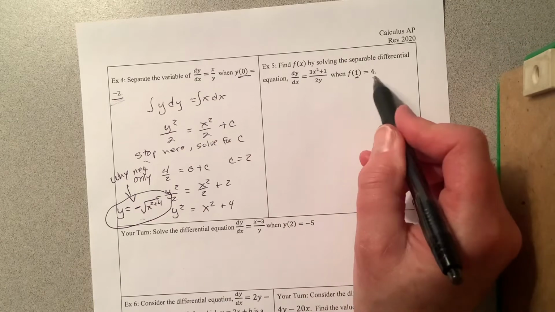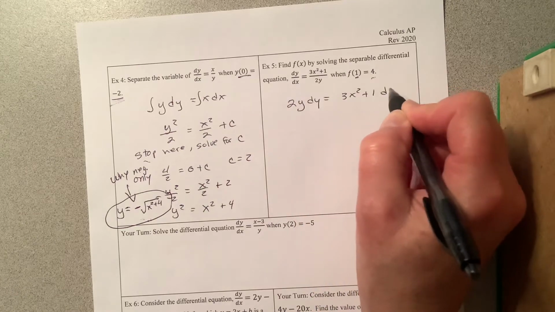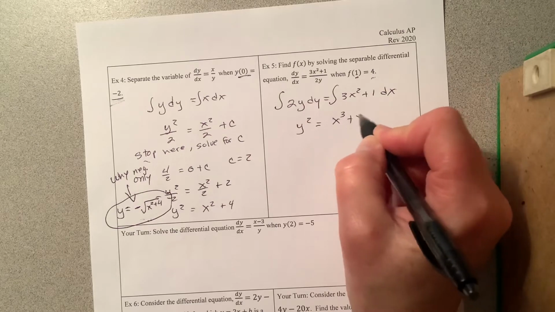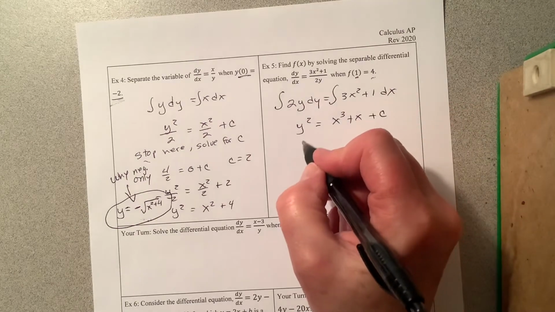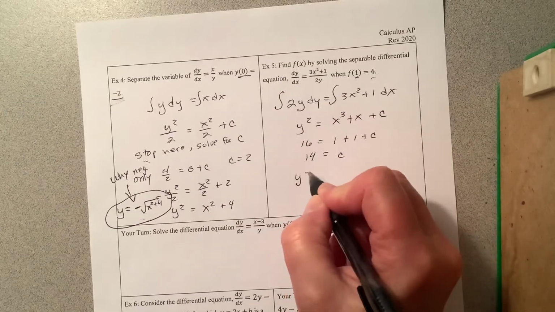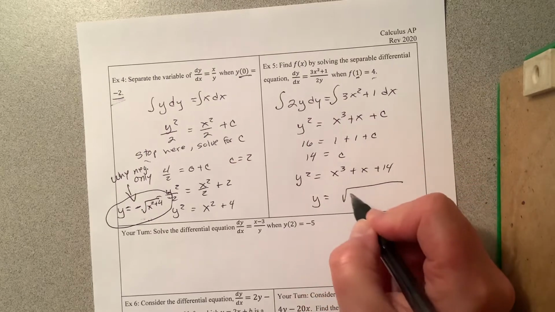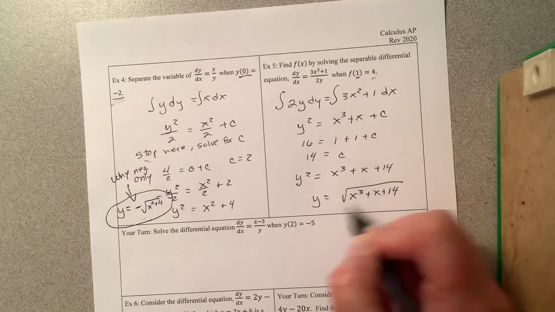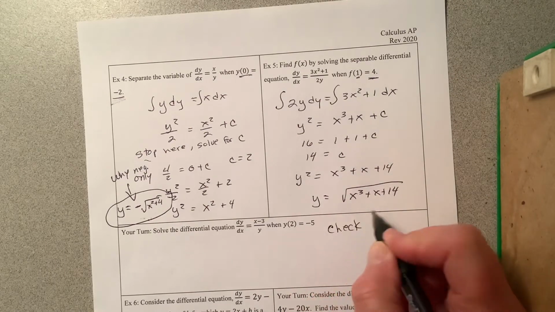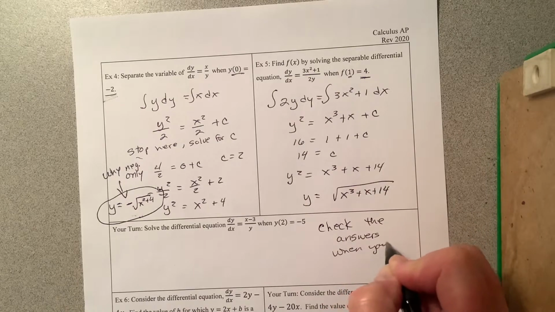They tell us when x is 1, y is 4. So here we go. 2y dy, 3x squared plus 1 dx. Integrate. You get y squared equals x cubed plus x plus c. Plug in your values. So you get 16 equals 1 plus c. So c is equal to 14. y squared equals x cubed plus x plus 14. Take the square root. And this time, it's only the positive root because this is a positive 4. Check the answers when you're done. You are done.